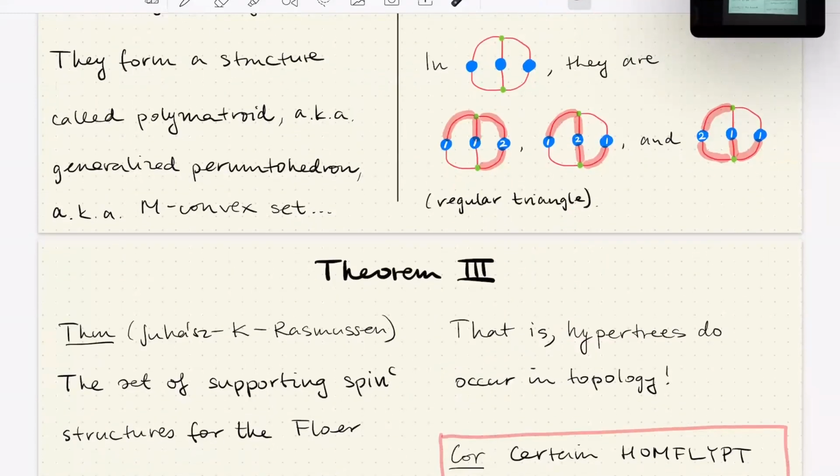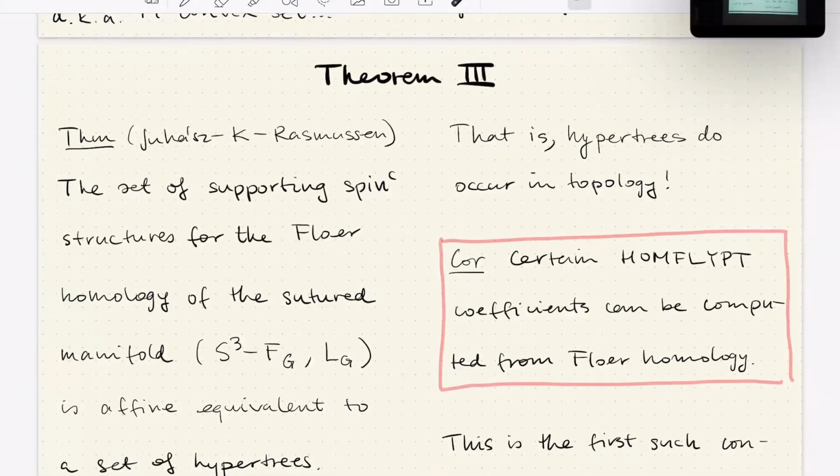Finally, why do I care for this alternate way of computing H star? Why is the triangulation method not good enough for me? Well, that's because I have a theorem. This one is joint with Andras Juhász and Jake Rasmussen, which says something, well, don't worry too much about this.